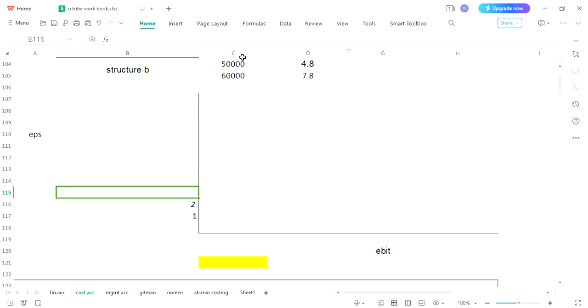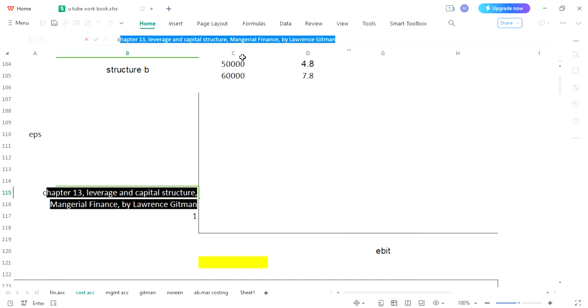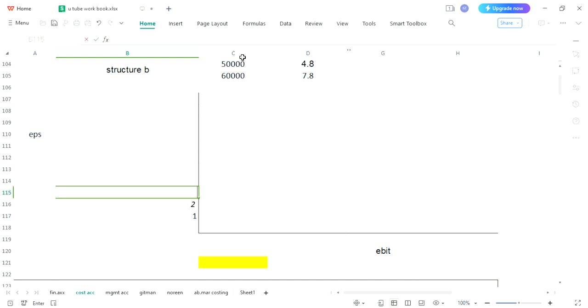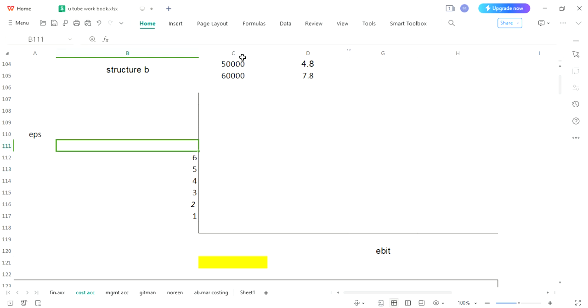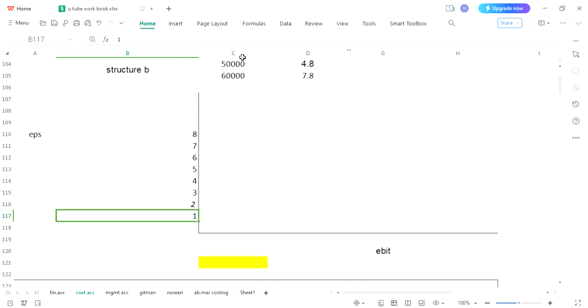And then 3, oh my god, something is getting wrong. 3, then 4, we do have 5, 6, 7, 7.8 was needed, so here you will put 8. Alright guys, these statements are completed for EPS.